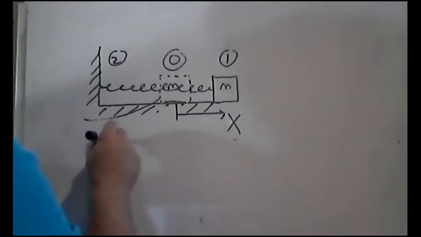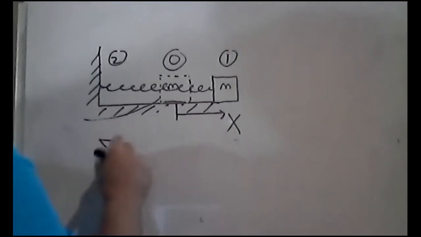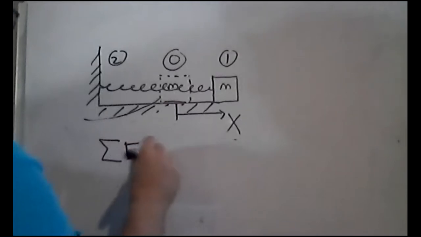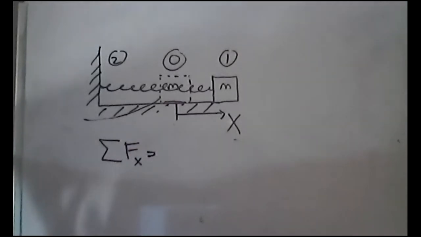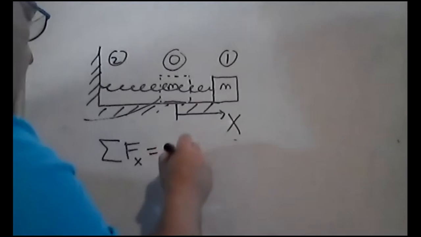So what's going to happen now? Well, I'll do a sum of all forces in the x direction. What are the forces in the x direction? Well, the only force that's going to be operating on the mass is going to be Hooke's law, and Hooke's law is a resistive force. So it's going to be given by negative kx. The negative sign is because it's a force that's always going to be resisting the displacement. Whatever the displacement is, that force is going to go against it.